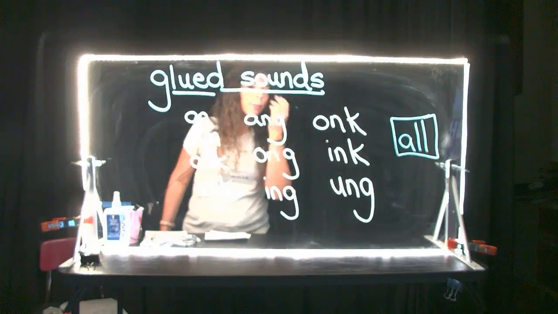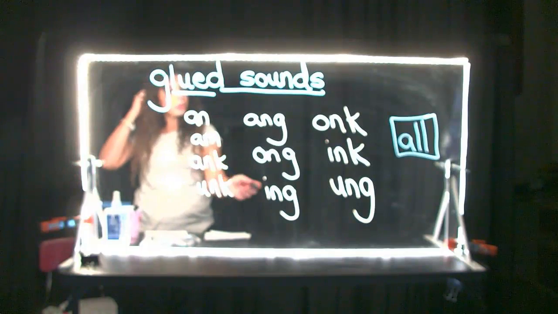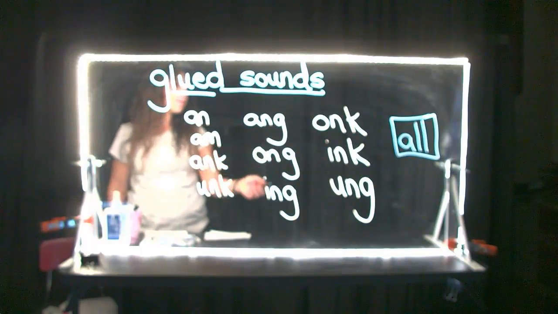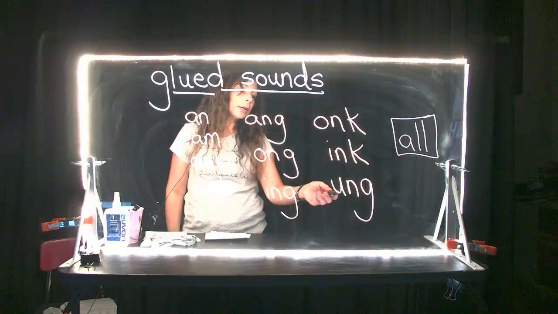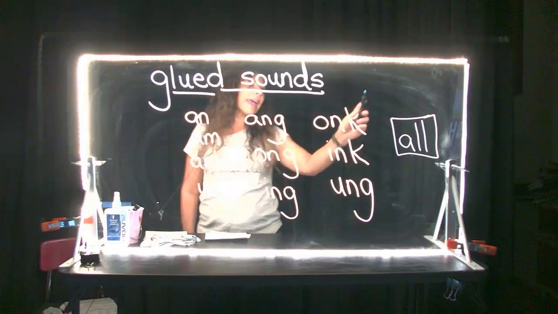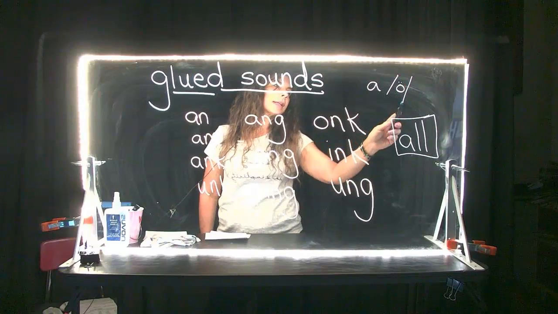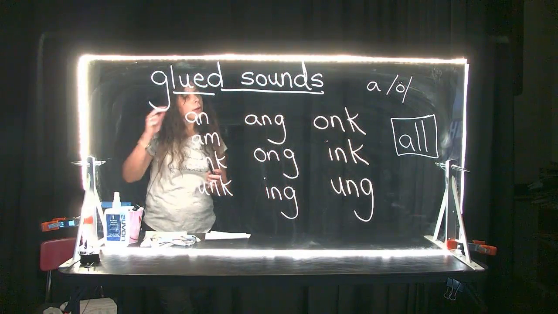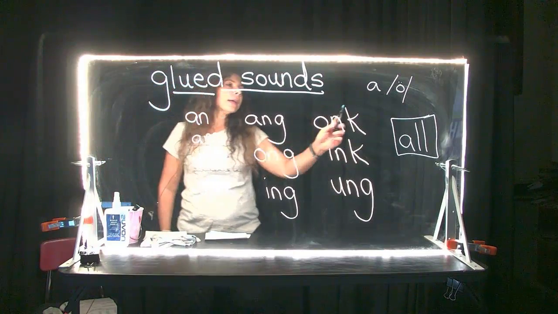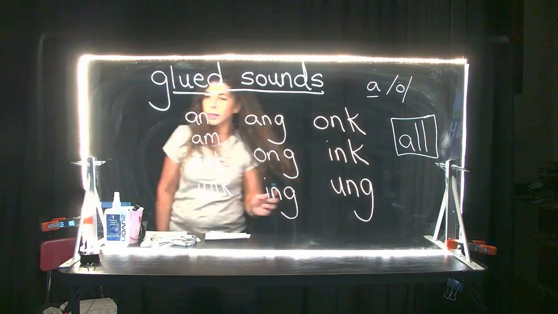Now, A-L-L, ball, all, is a little different. Because if you notice, all of these have the short vowel sound, right? Short I, ing, short O, ong, short U, ung. But all, that A makes a different sound. It makes an aw sound, and we mark it like that. So there are other words in the English language where the A makes that aw sound as well.